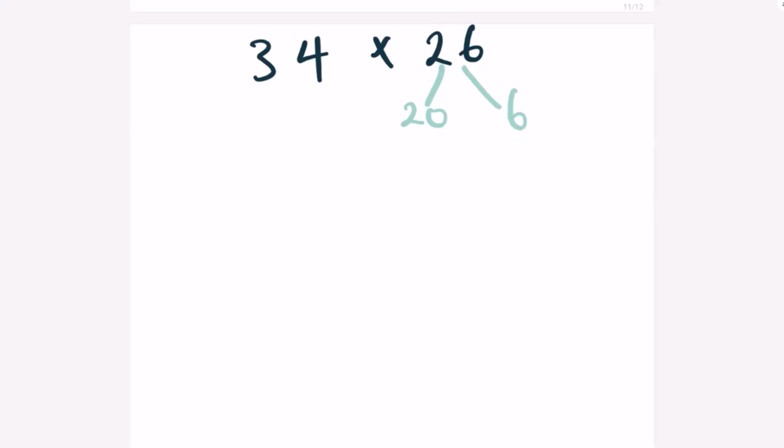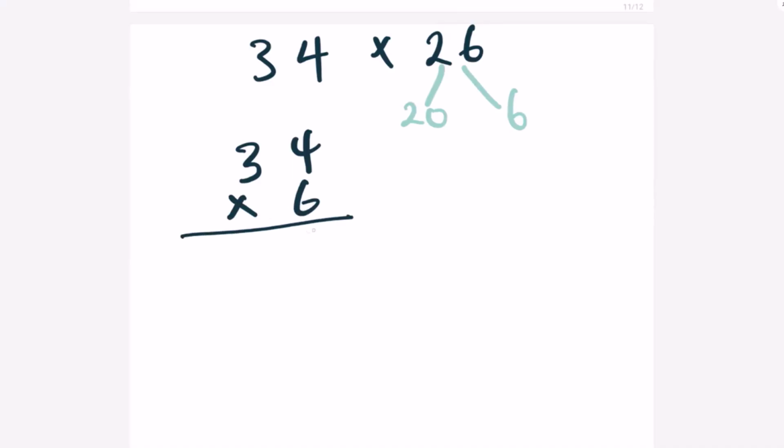First, we write out the numbers. What we have is 34 multiplied by 26. We decompose 26, or break it into two parts. So we have 20 and we have 6. So first we multiply 34 multiplied by 6.